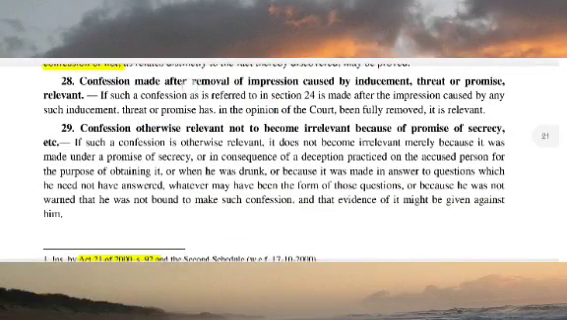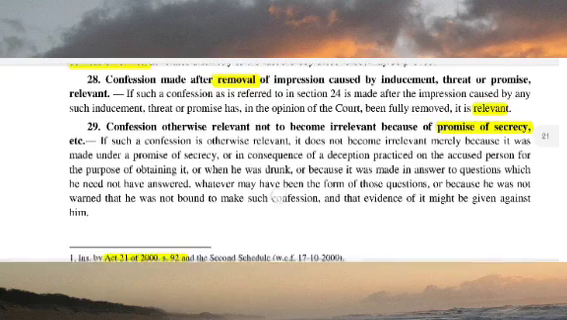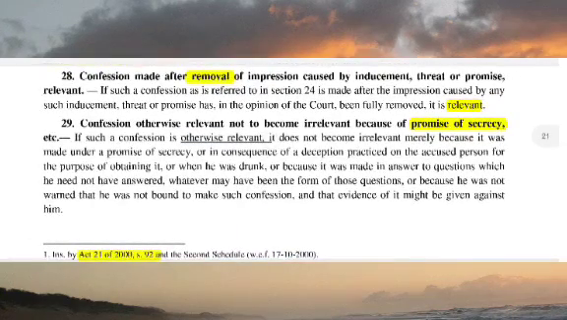Confession after removal of the impression caused by inducement, threat, or promise is relevant. That's enough. 29: Confession otherwise relevant does not become irrelevant merely because it was made under a promise of secrecy, or deception practiced on the accused person for the purpose of obtaining it, or when he was drunk, or because it was made in answer to questions which he need not have answered, or because he was not warned that he was not bound to make such confession and that evidence of it might be given against him. Done.